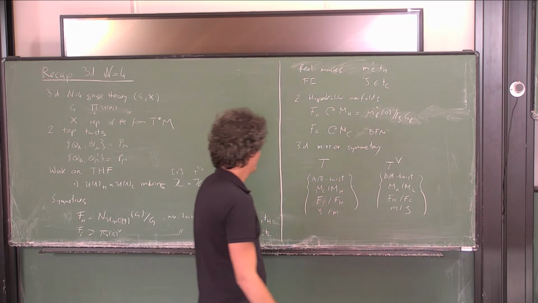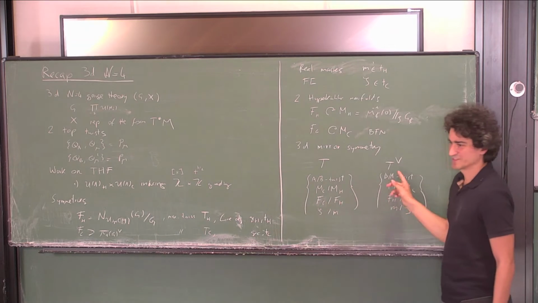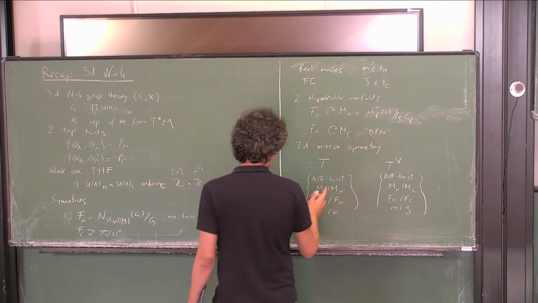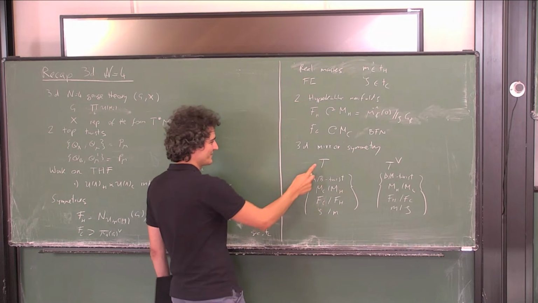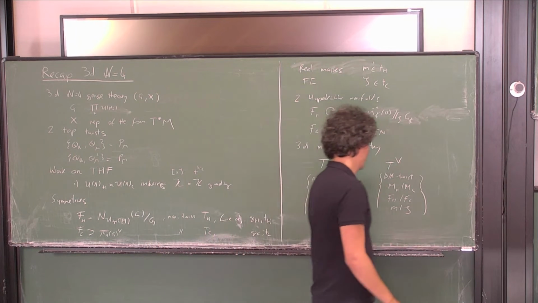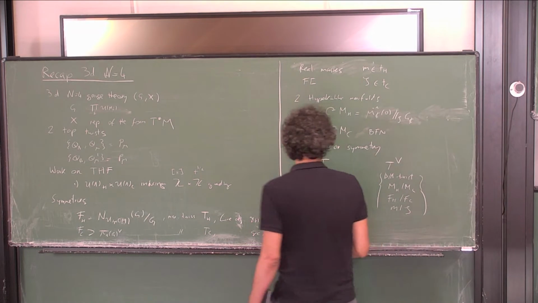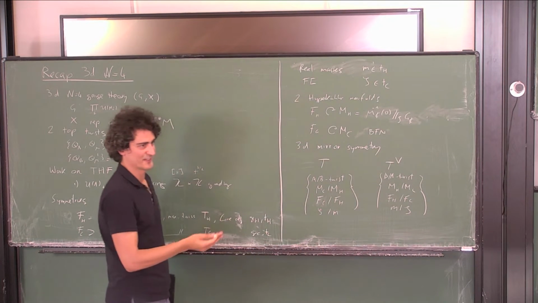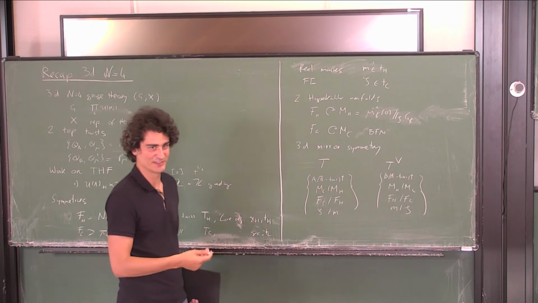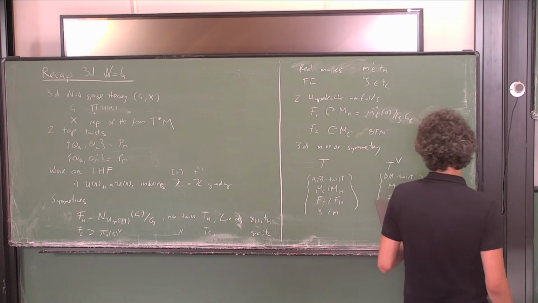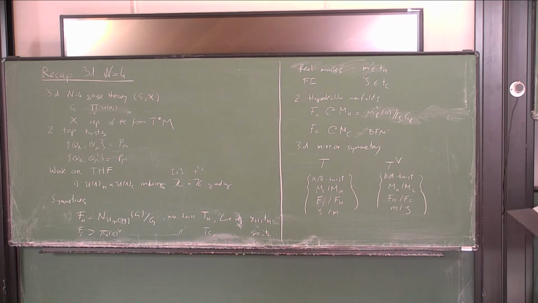And then there is 3D mirror symmetry that exchanges many things in this list for two given theories. In particular, the A and B twists are exchanged, Higgs and Coulomb branches are exchanged, and the respective symmetries are exchanged under 3D mirror symmetry. So this was a very quick recap of what Justin has discussed.